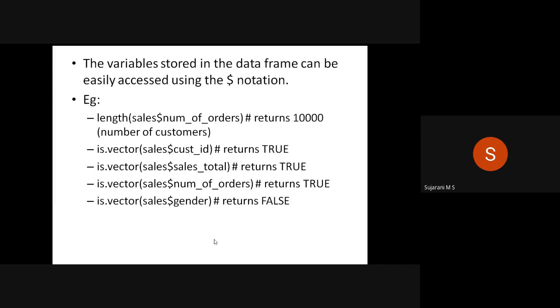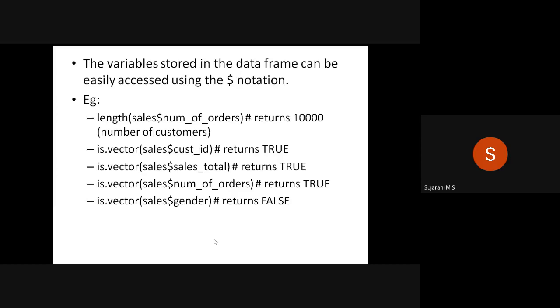That means checking in that data whether the custody field is a vector or not. It returns a value true. In our sales file, there is some more data. It contains customer ID, total number of sales, number of orders, gender, etc. And here we are checking each data of which type.